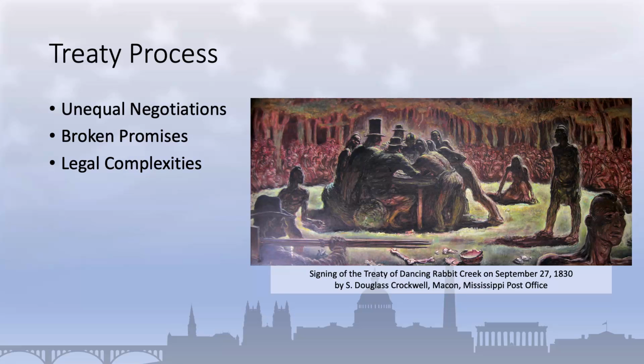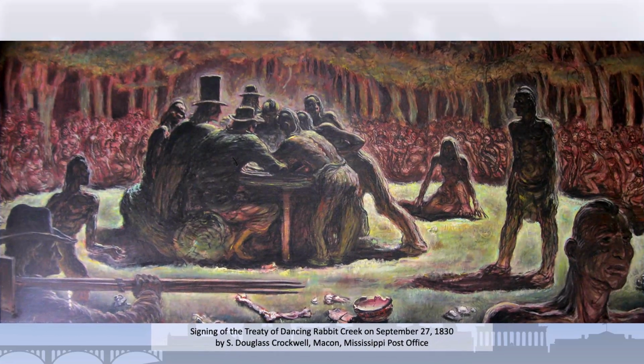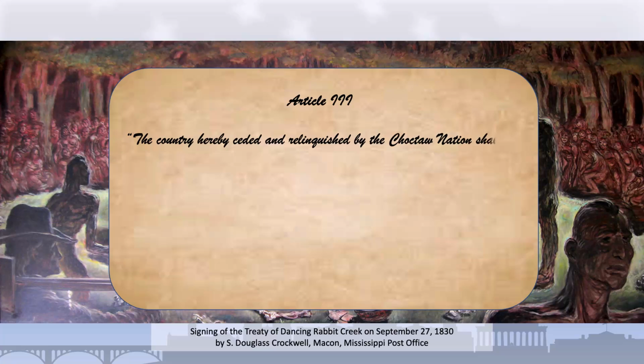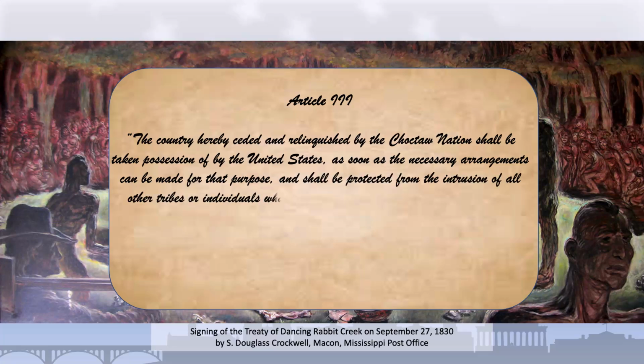For example, the 1830 Treaty of Dancing Rabbit Creek, signed between the Choctaw Nation and the United States, included this provision. Article 3. The country hereby ceded and relinquished by the Choctaw Nation shall be taken possession by the United States as soon as the necessary arrangements can be made for that purpose, and shall be protected from the intrusion of all other tribes and individuals whatsoever.